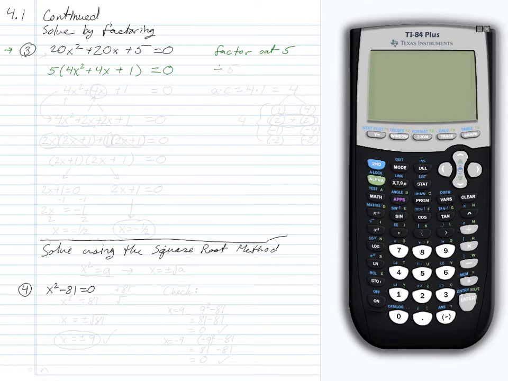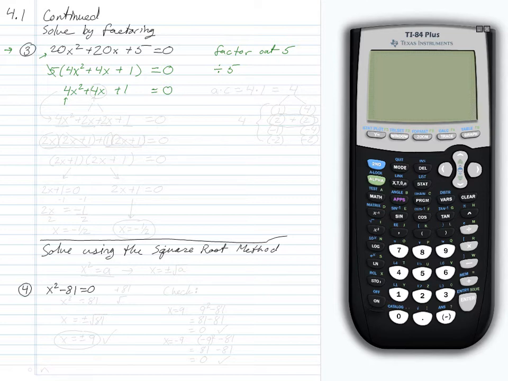Now, if I divide this equation by 5 on both sides, I lose the 5 on the left, and 0 over 5 still ends up being 0. So now we have a nice simplified quadratic equation that's going to be a lot nicer to solve than this one involving these larger numbers. This one happens to have a leading coefficient of 4 rather than 1. So I am not going to bother with the guessing and checking.